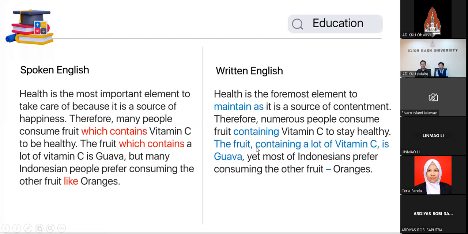An appositive, for example, "The fruit, comma, containing a lot of vitamin C, comma, is guava." An appositive is in written English. And also here, like a dash in written English. So after we know that I will use spoken English in this context and written English in this context, then we have good English proficiency. And this is the example.